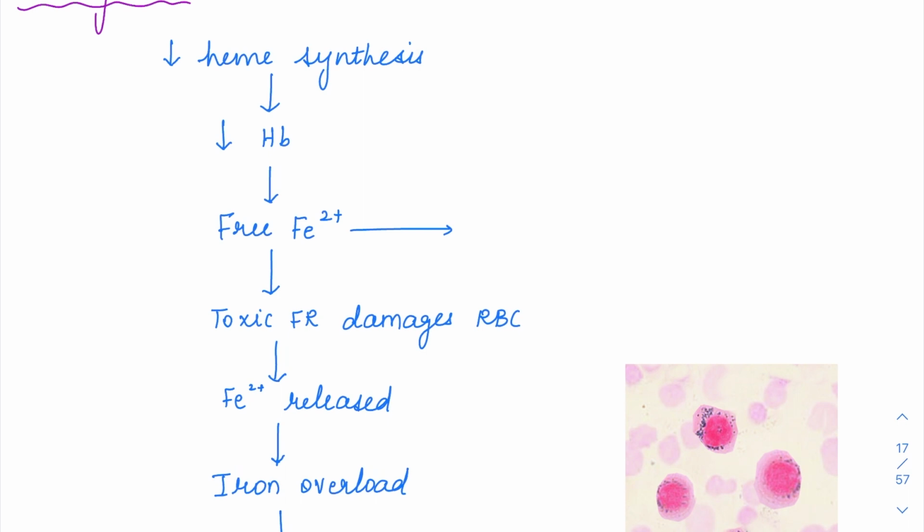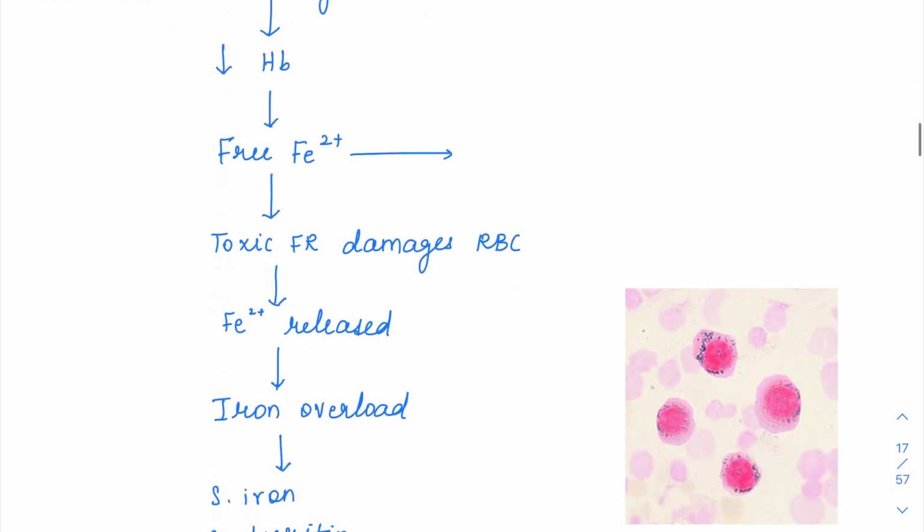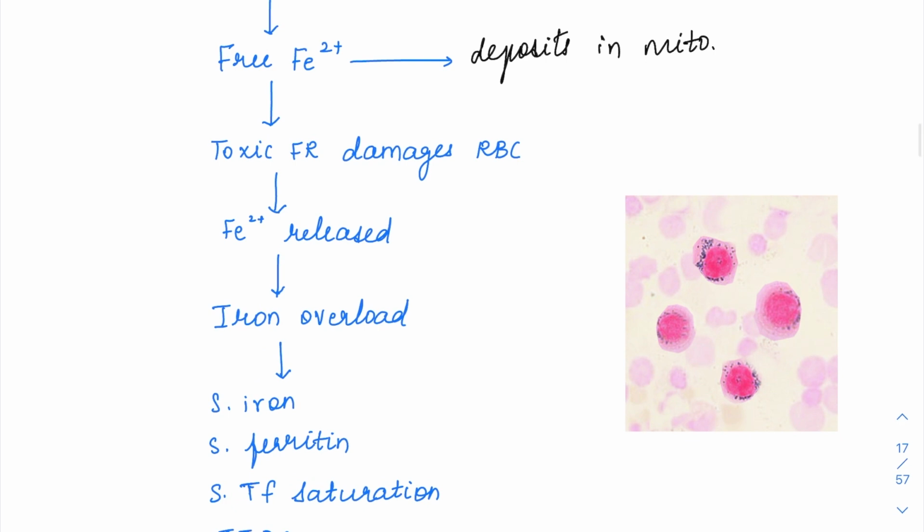When heme synthesis decreases, heme cannot be incorporated into hemoglobin, so hemoglobin synthesis also decreases. When hemoglobin is not formed properly, there is going to be excess free iron, because it is not getting incorporated into the heme. This free iron is going to deposit in the mitochondria, and especially it is going to have a specific arrangement. The mitochondria are present around the nucleus, so the iron deposits there, giving a ring-like appearance.